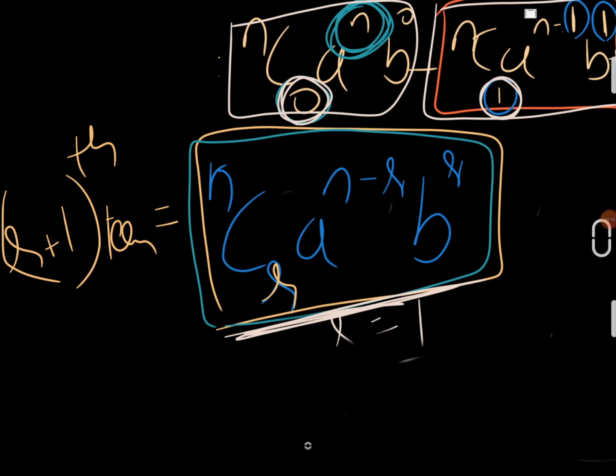In a book also you will find it written like this: the r plus 1th term is nCr a to the power n minus r b to the power r. Here you get the binomial theorem general expression, the general term format, and that's it for this video.